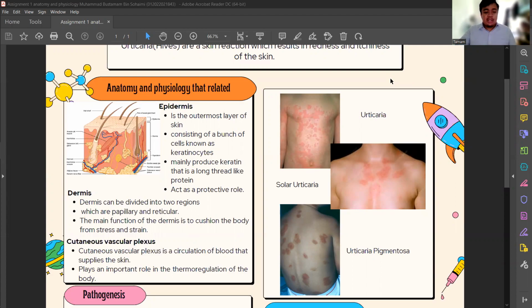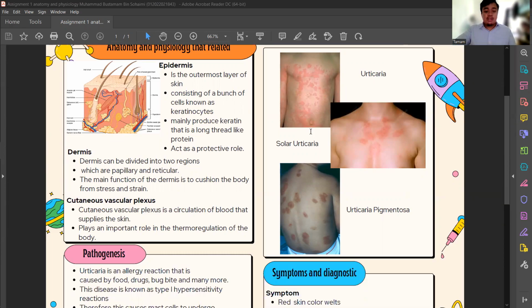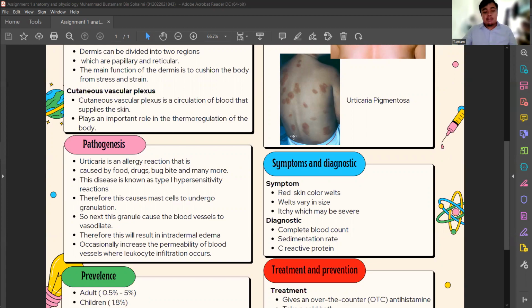Next is the dermis, which is under the epidermis. The dermis can be divided into two regions, which are papillary and reticular. The main function of the dermis is to cushion the body from stress and strain. The last anatomy related to the disease is the cutaneous vascular plexus. The cutaneous vascular plexus is the circulation of blood that supplies the skin and plays an important role in thermoregulation of the body.